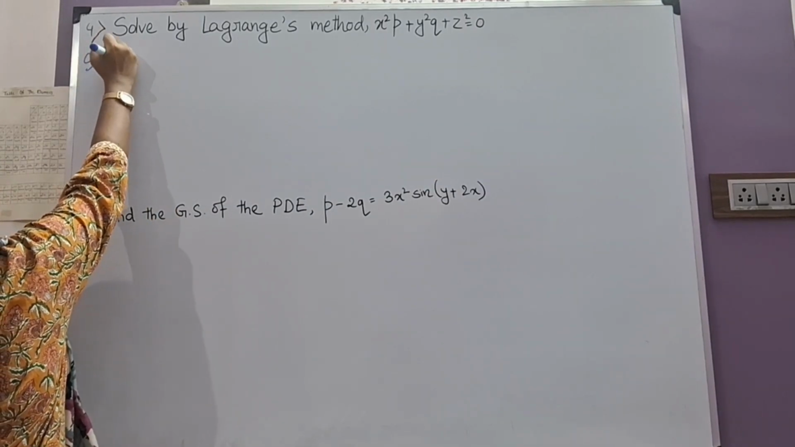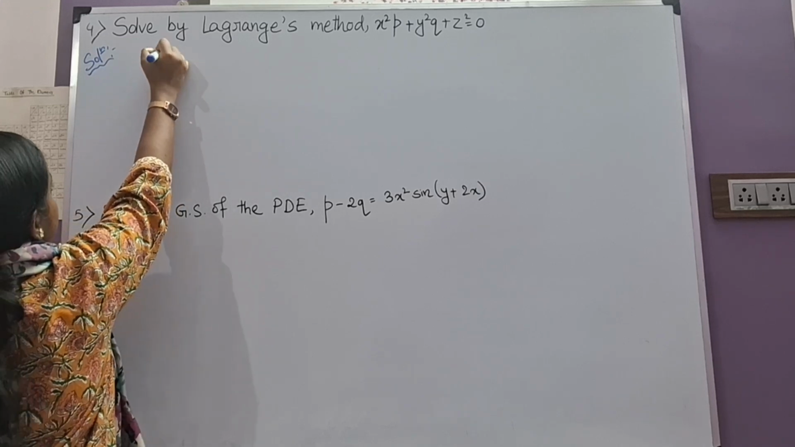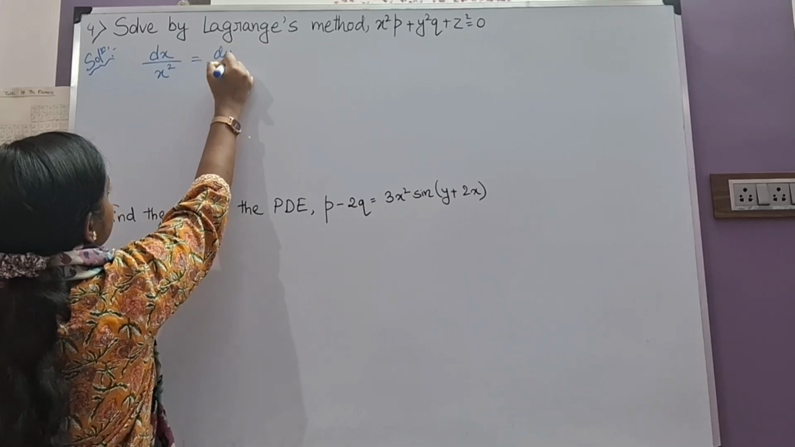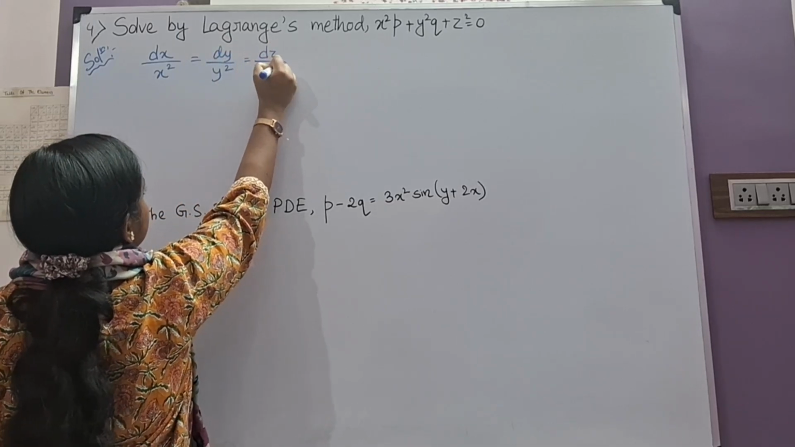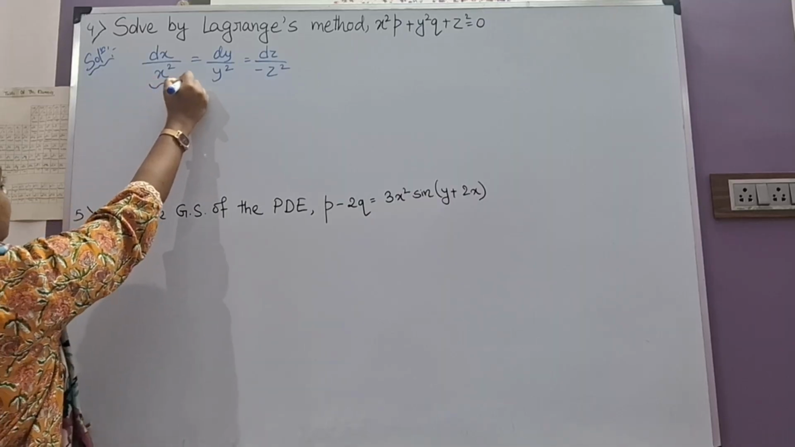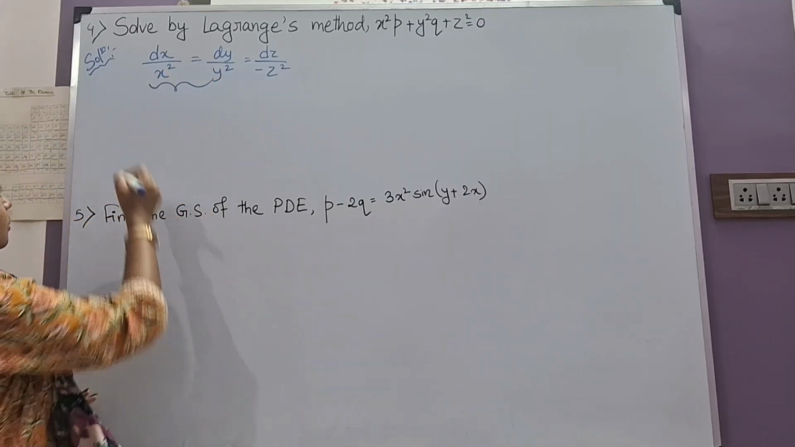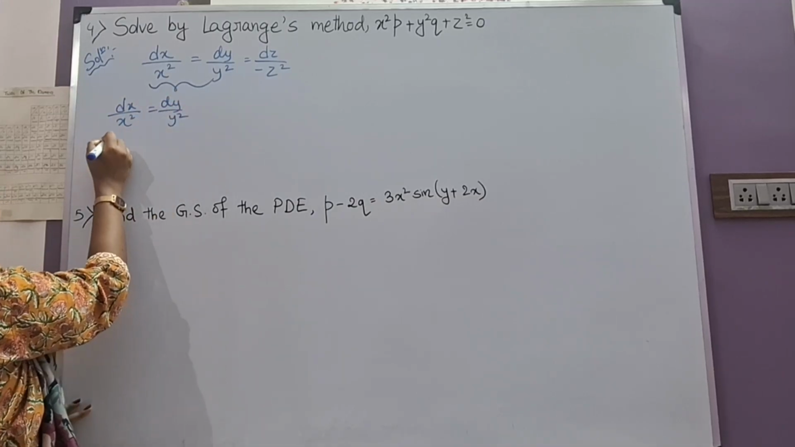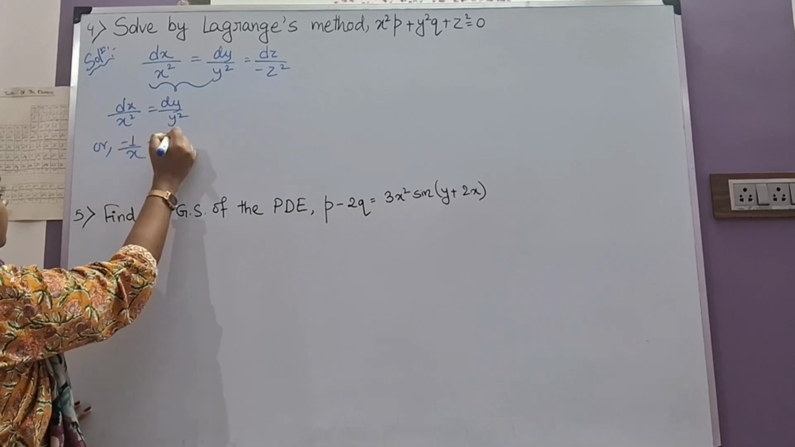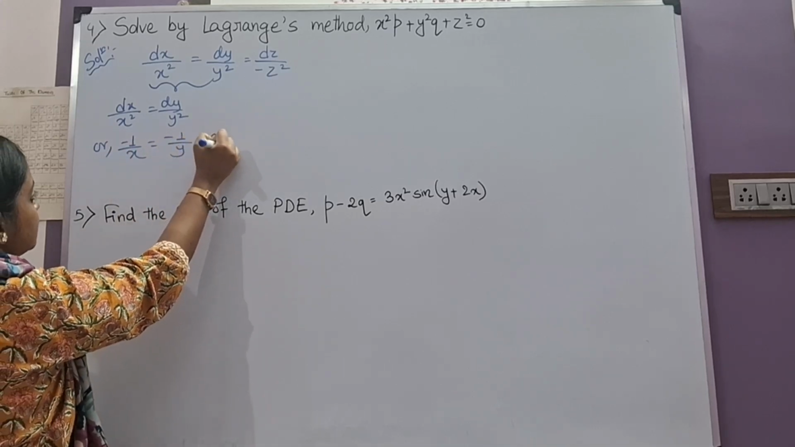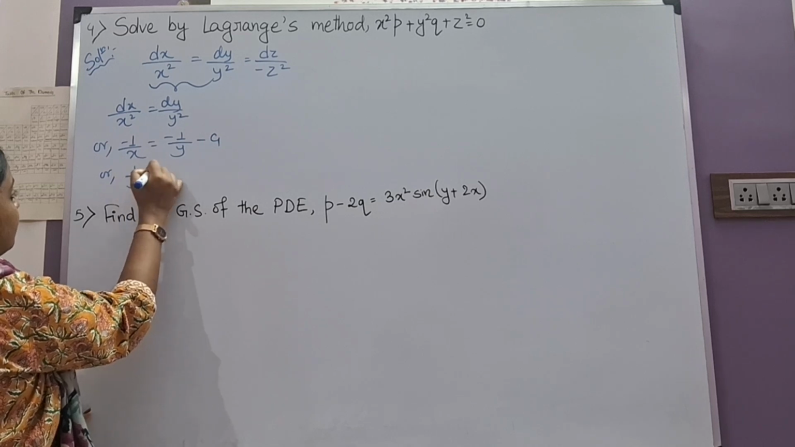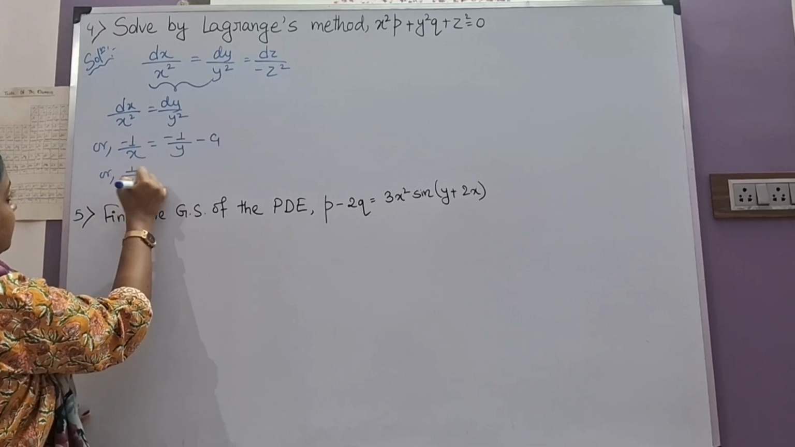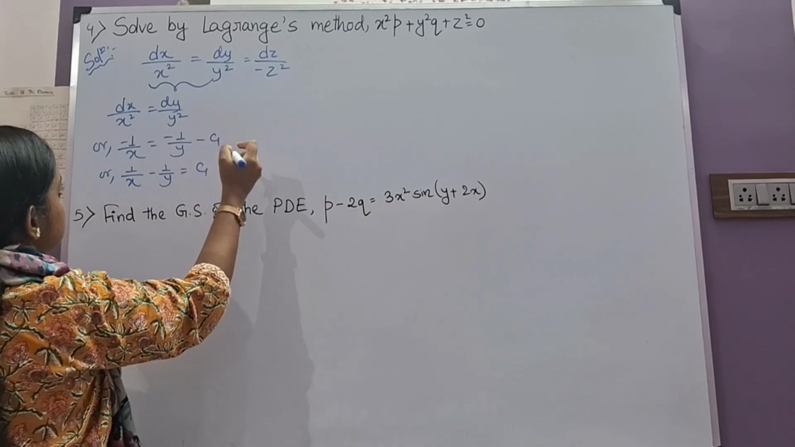Now we are going to solve this numerical. So here the Lagrange subsidiary equation is dx by x square equal to dy by y square equal to dz by minus z square. So at first we are going to choose the first two ratios. dx by x square equal to dy by y square. Now integrating, what we get? Minus 1 by x equal to minus 1 by y minus c1, or 1 by y minus 1 by x, minus 1 by y equal to c1.